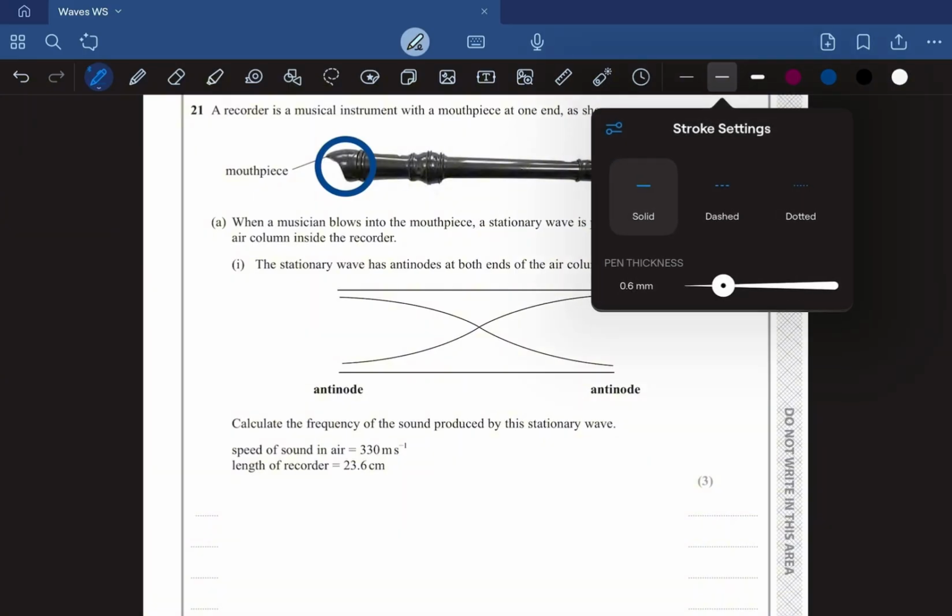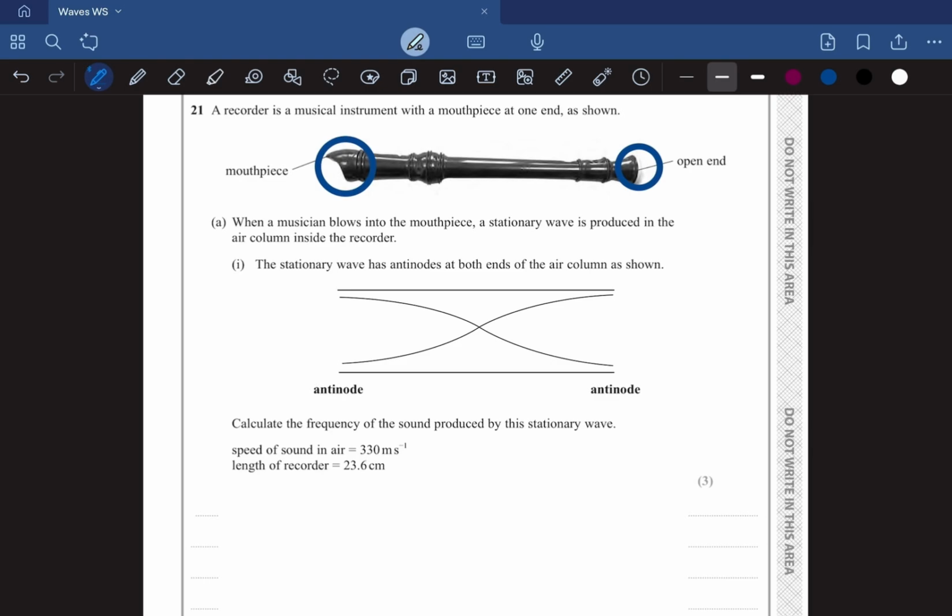It also said when a musician blows into the mouthpiece, a stationary wave is produced in the air column inside the recorder. So we know, as this shows, there is an antinode right here, and there is an antinode right here, and there is one node. Says there is two antinodes on two different sides. They have access to figure out the frequency of the sound.